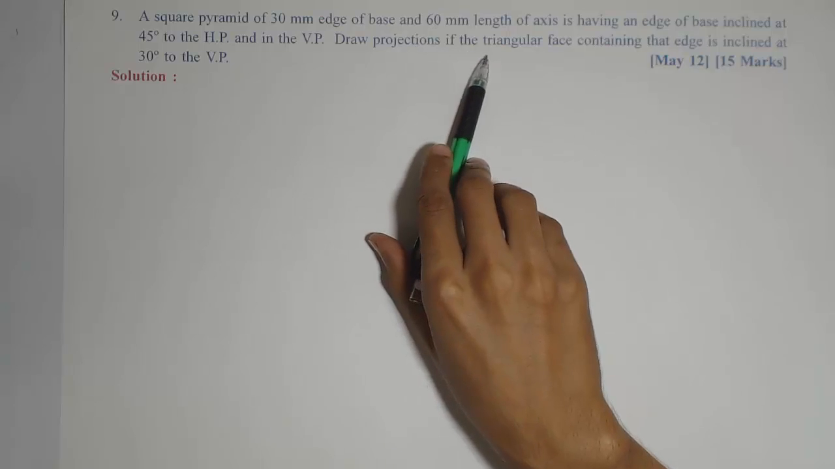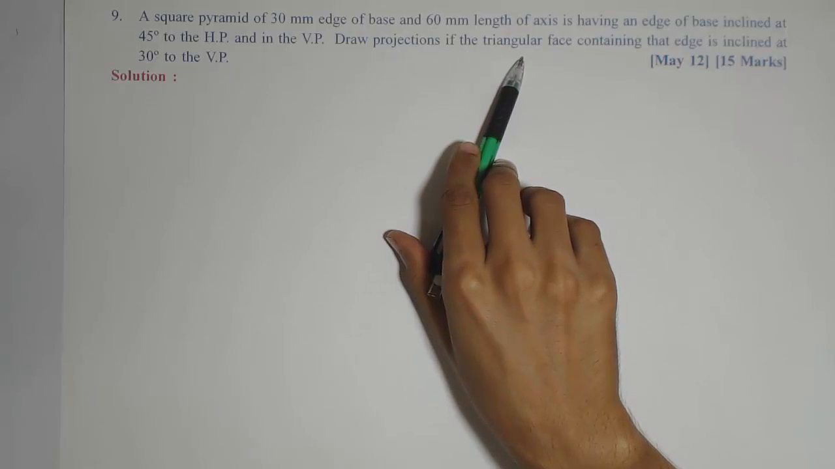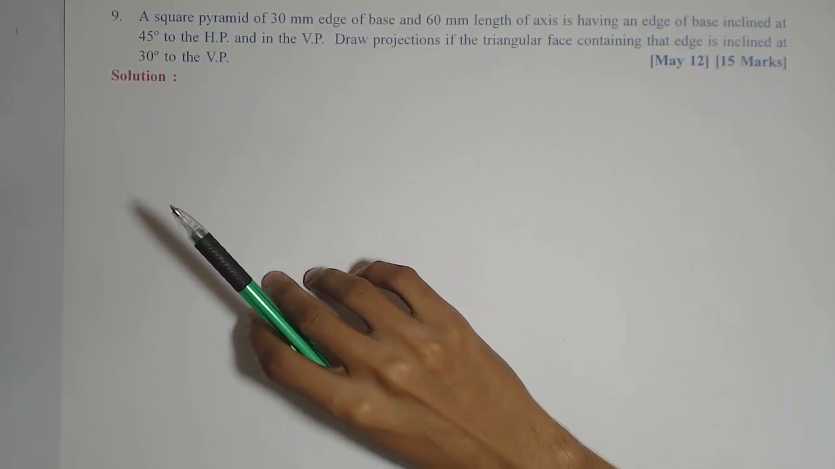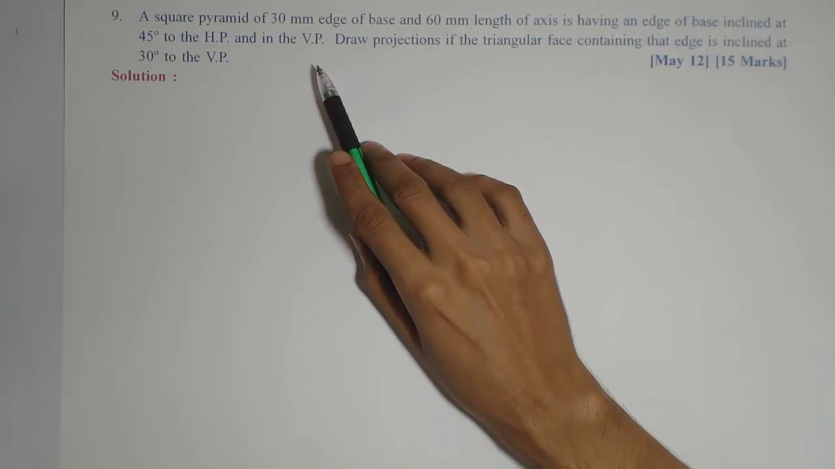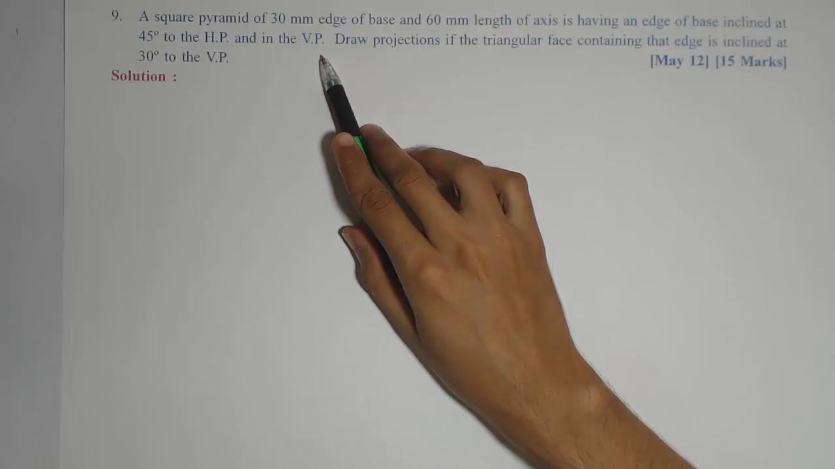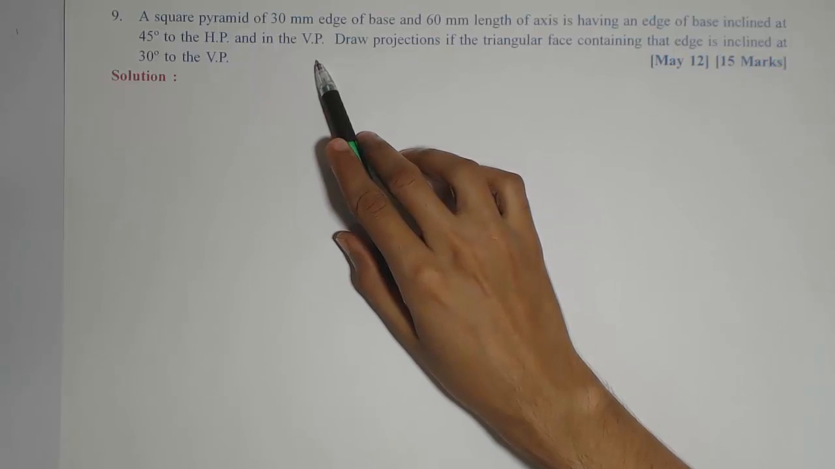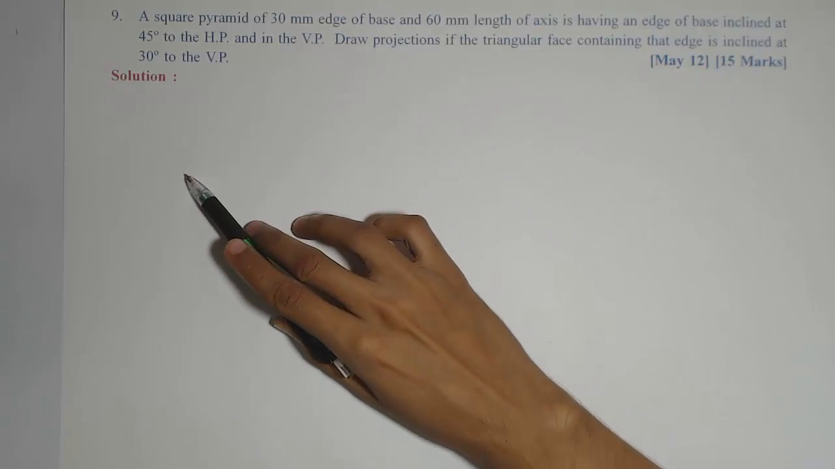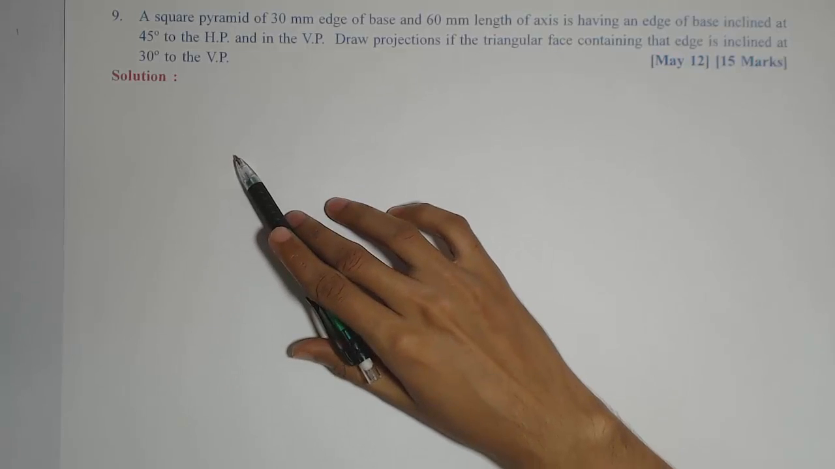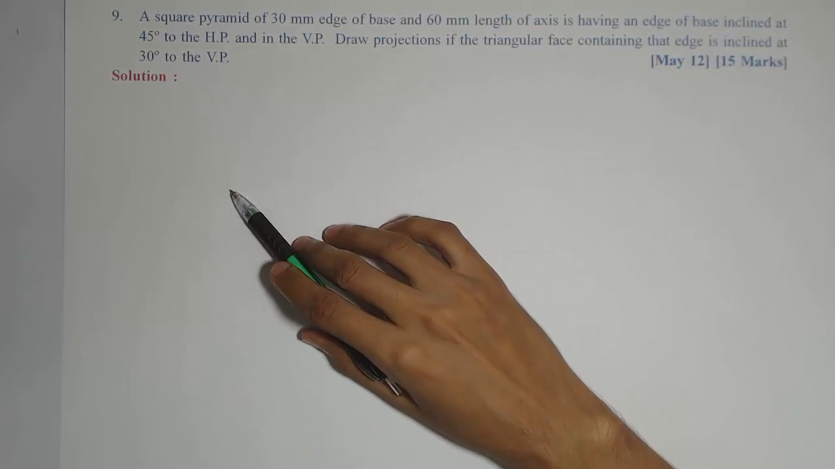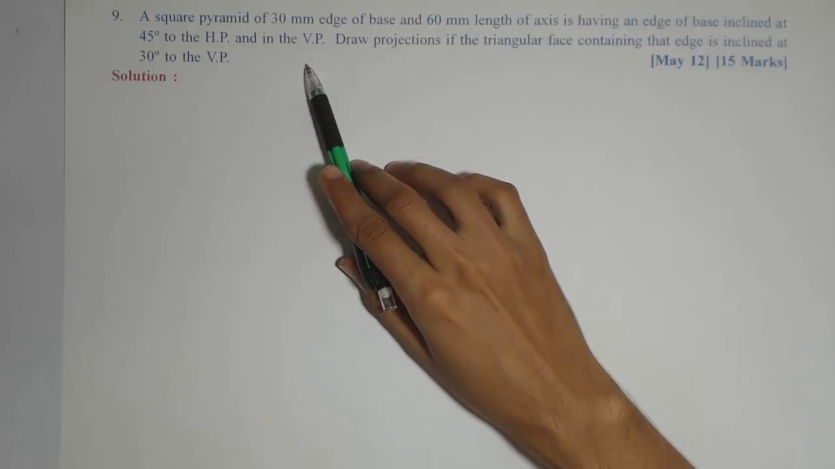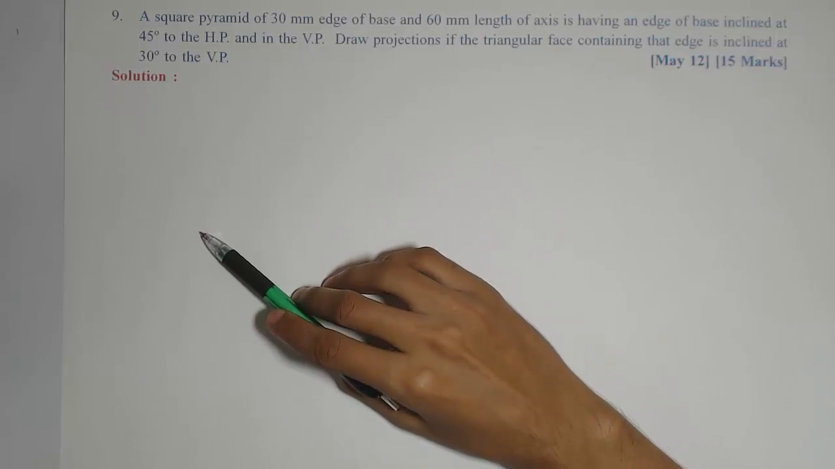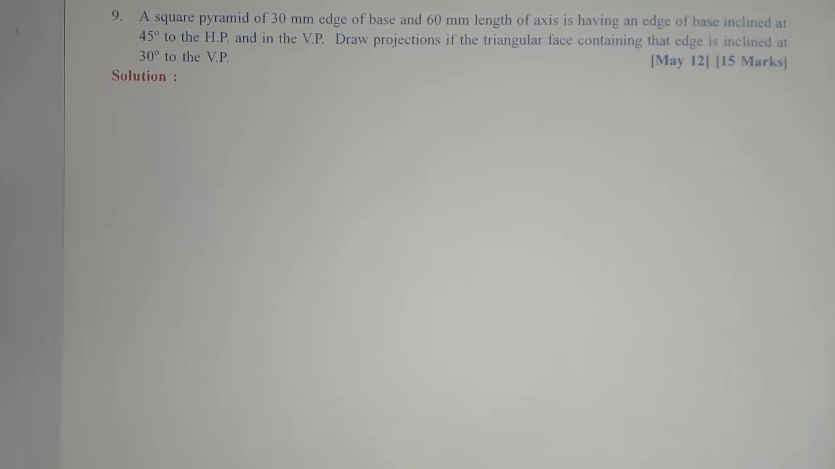Now next line is draw the projections if the triangular face containing that edge is inclined at 30 degree to the VP. But for the first stage, now there is confusion where to take the base first. Since one of the base edge is in the VP, my initial assumption should be entire base is in the VP. And while drawing the base, there are two possibilities. Since it is a square pyramid, I can draw a square with two edges parallel or perpendicular to XY line or with kite shape. But since we want one of the base edge in the VP, we will draw a square with two edges parallel and perpendicular to XY lines.